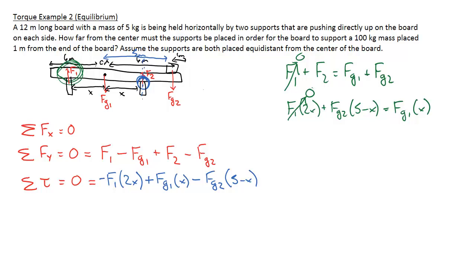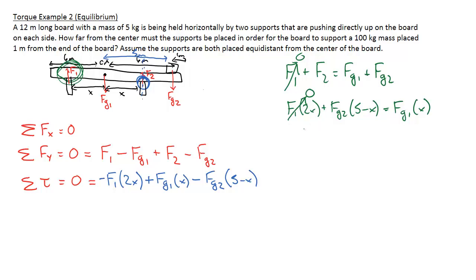So if I just replace that with 0, we end up basically with just F2 equals FG1 plus FG2. And then for the second equation, we have FG2 times 5 minus x equals FG1 times x. Well, here's the thing. We don't even need that first equation because we're trying to figure out what x is. So I can do everything just from this second equation. Since I know the mass of the board and I know the mass of the 100 kilogram mass, I can just plug in what I have for that second equation and solve for x.